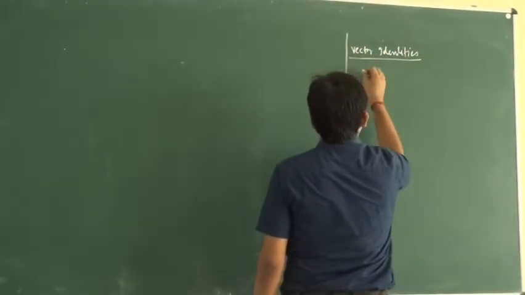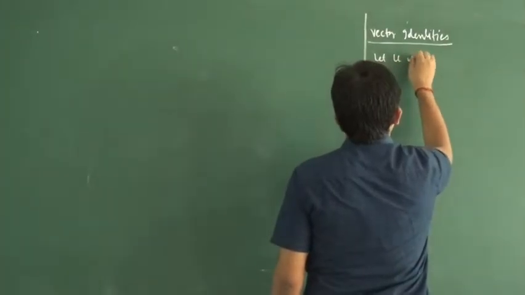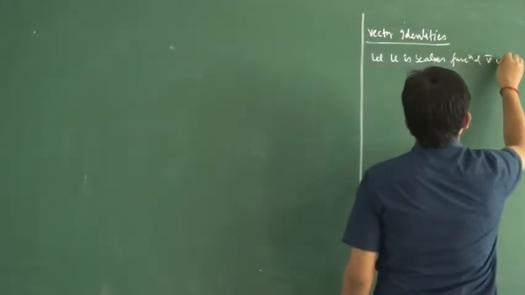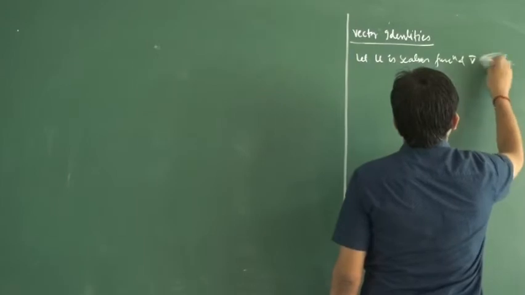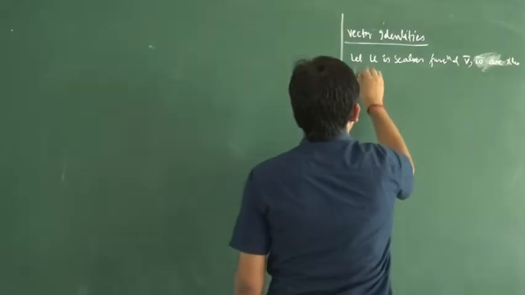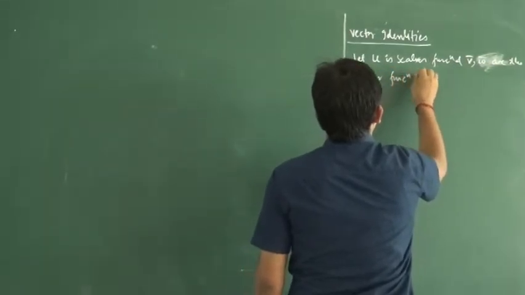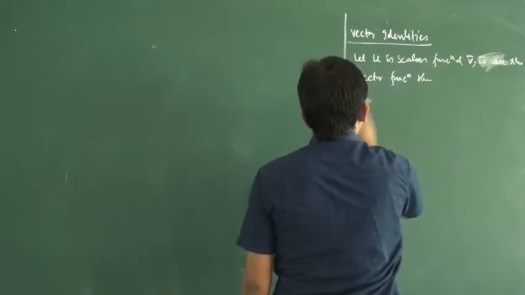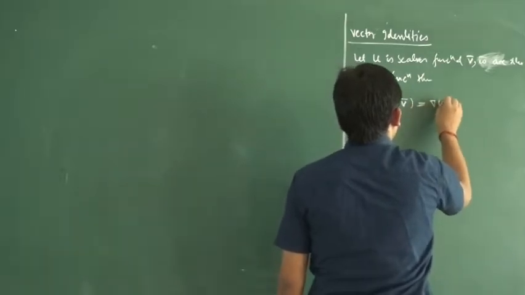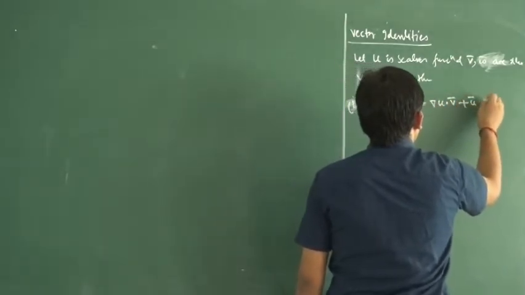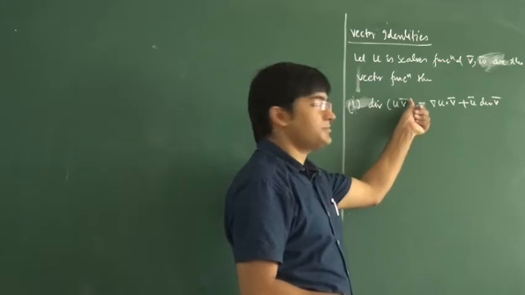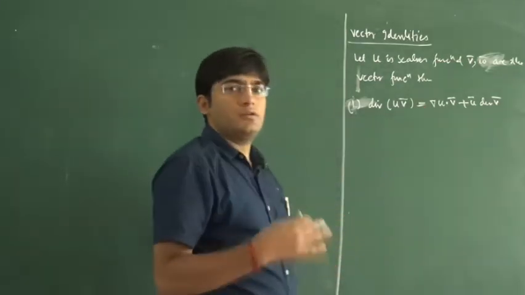The first one is, so for that let us assume u is the scalar function and v, w are the vector functions. Then the first property: divergence of u v is equal to grad u dot v plus u divergence v. For the vector I am just using this bar symbol, which means the vector notation.